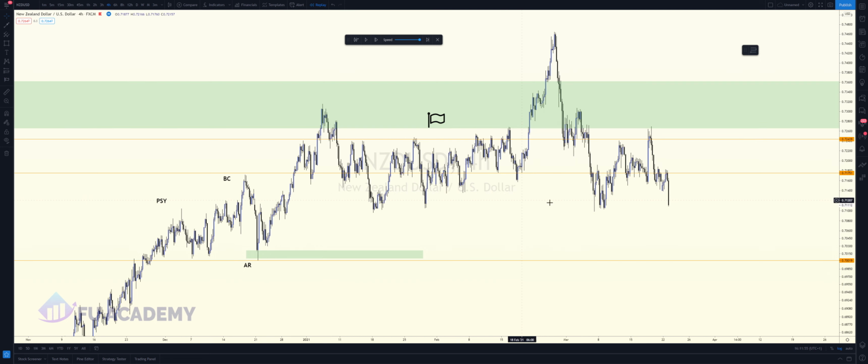If I don't get my break of structure, I'm not looking to do anything. So if my test occurs before my break of structure, then I won't get in. For example, if I got a test right here, I didn't get a break of structure on my low, so I will not get in. What I'll do is wait for that break of structure.